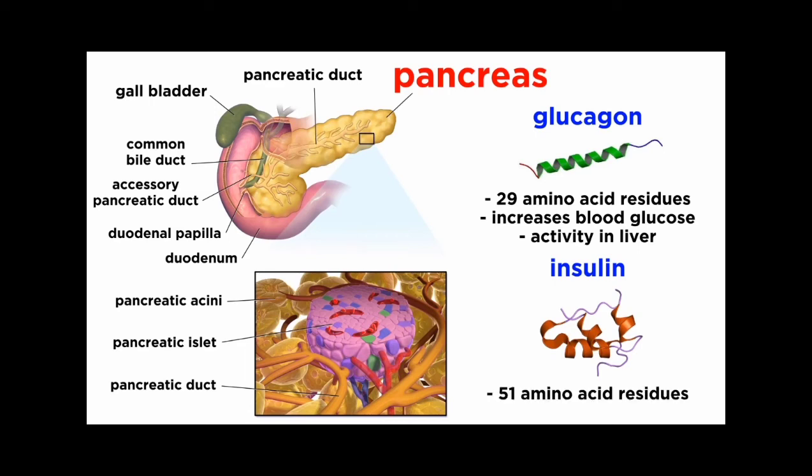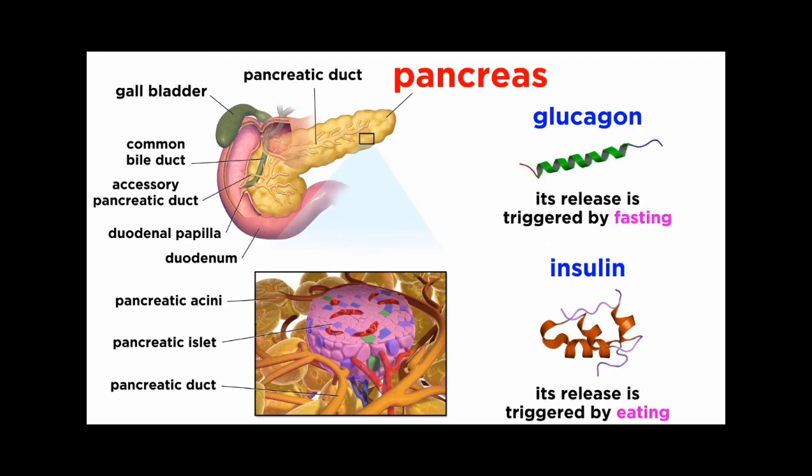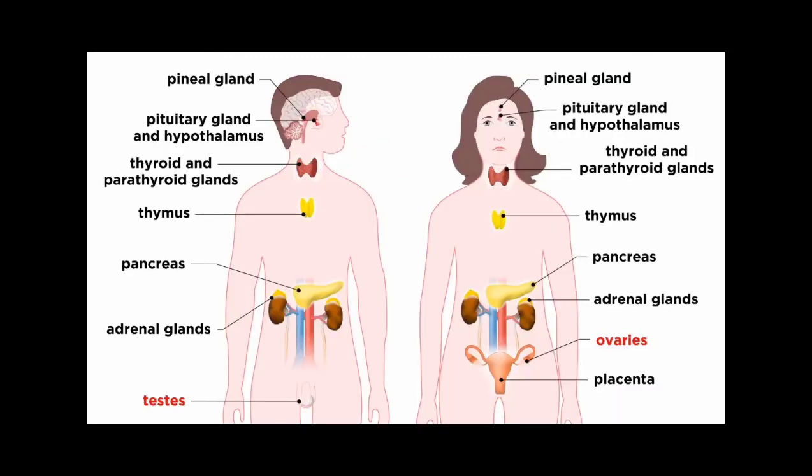Insulin is a larger peptide made of 51 residues, qualifying as a small protein. This will stimulate a decrease of glucose in the blood by inhibiting glycogen breakdown and glucose synthesis. So glucagon and insulin have nearly opposite actions in the body, as glucagon release is triggered by fasting and insulin release is triggered by eating. Finally, the gonads produce sex hormones just like the adrenal cortical cells.